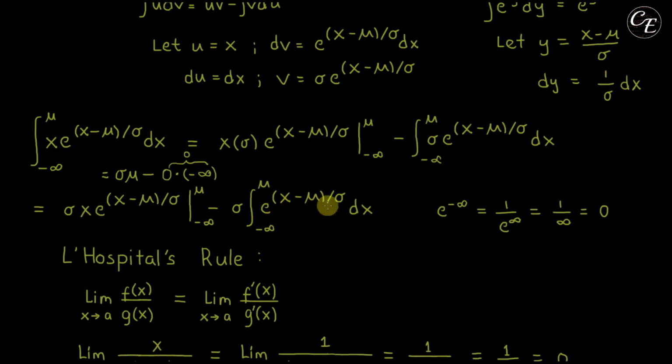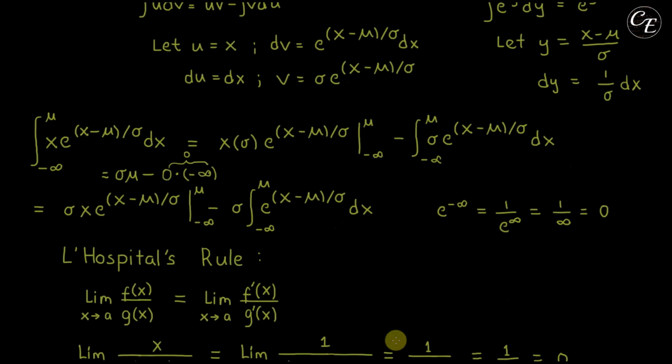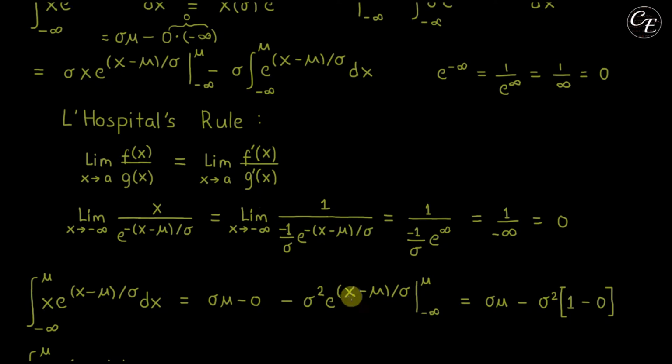This e raised to x minus mu over sigma dx is same with this one over dv. Then the integral of this one is this one sigma times e raised to x minus mu over sigma, and then using this one in place of this one, we'll get sigma squared times e raised to x minus mu over sigma, which is sigma times this one. Then it has to be evaluated from negative infinity to mu.